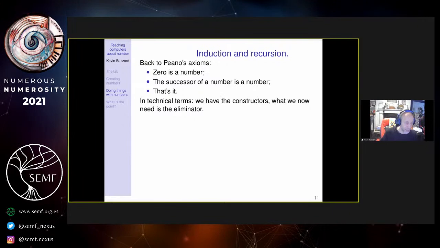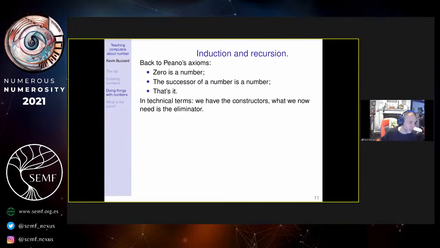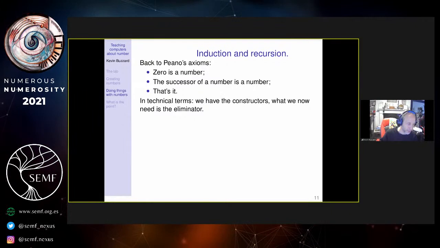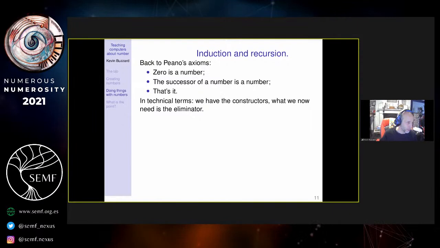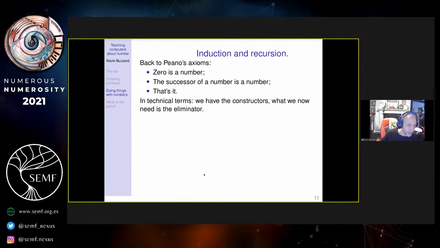If I'm a computer programmer, I might want to write a function that, given a number, outputs a list. Or if I'm interested in proving mathematical theorems, I might want to take in a number and output a true or false statement, a mathematical statement. For example, I might want to say that every number is either even or odd, or every number has a certain property. So I need a way of taking in a number and outputting some kind of object that isn't a number. So we need an eliminator for the number type. That's the technical way of thinking about it.